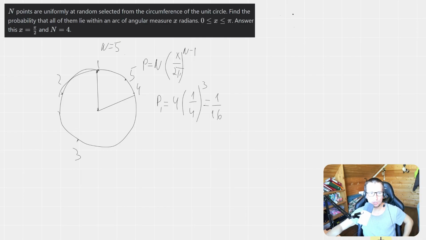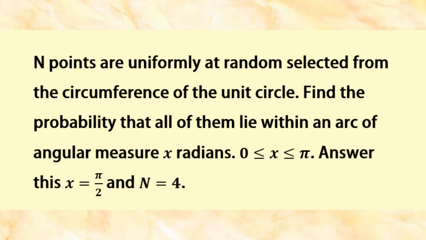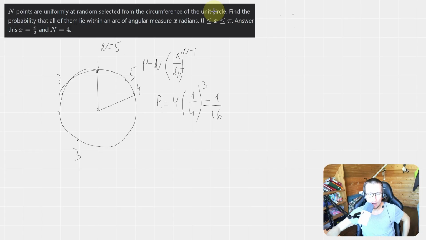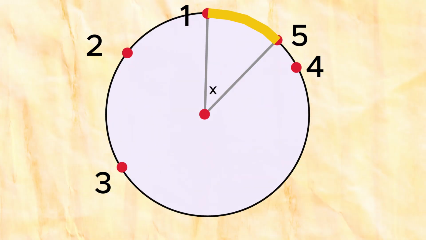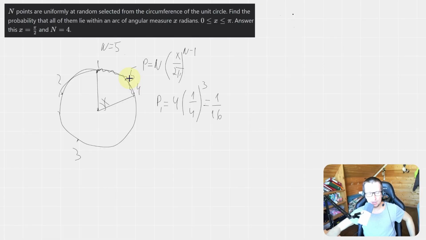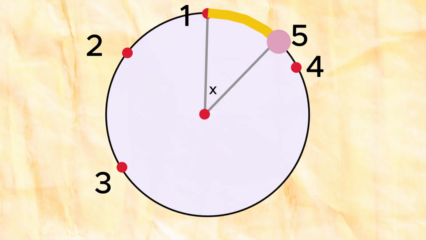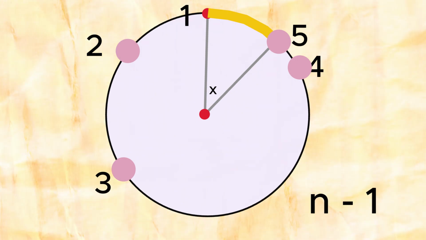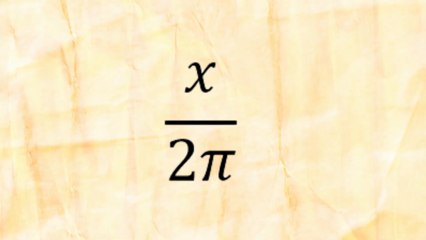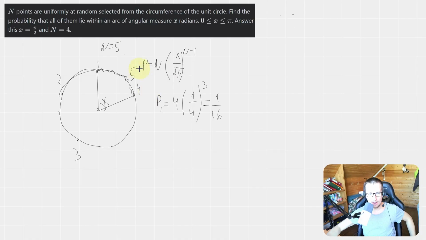Task: you have n points uniformly and randomly selected on the circle, and we want the probability that they will all lie on an arc of x. How do we do it? We start with some point 1, then we draw the arc of x, and then we check the remaining points, the remaining 1, 2, 3, 4 points, which is n minus 1.